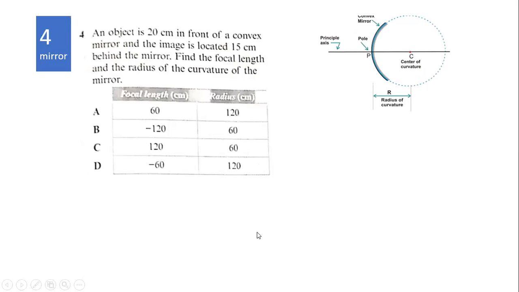Okay, let's go to number 4. An object is 20 cm in front of a convex mirror. I have a picture. What is a convex mirror? And the image is located 15 cm behind the mirror. Find the focal length and radius of curvature of the mirror. Okay, what's the answer?